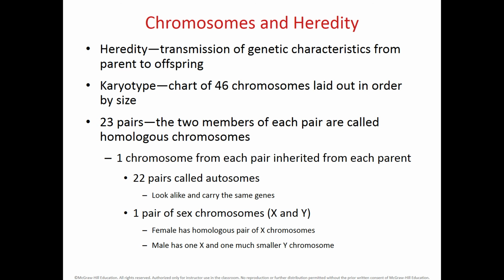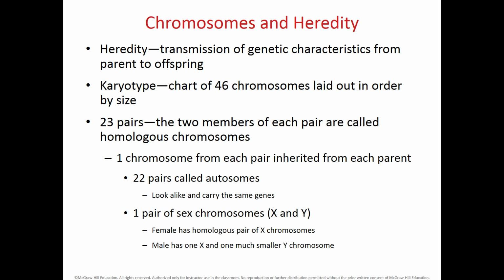Now, out of the 23 pairs, we have 22 pairs that are called autosomes, that you have no matter what your gender is. And we have the last pair of chromosomes that is called the sex chromosomes, that determines the genetic gender. So in females, we will have 2 X chromosomes and the absence of the Y chromosome. And males have 1 X chromosome and 1 Y chromosome.